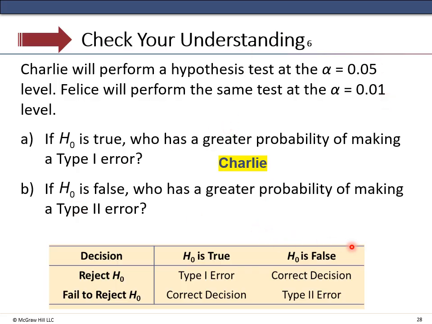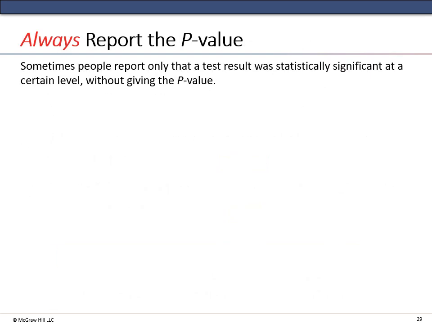If the null is false, who has a greater probability of making a type 2 error? Of course, this is going to flip because now we know that the higher the likelihood of a type 1 error, the lower the likelihood of a type 2 error. It's like a seesaw. Okay.